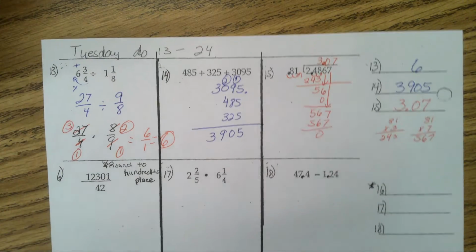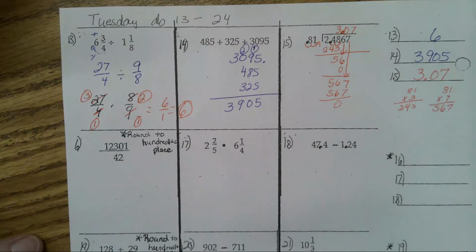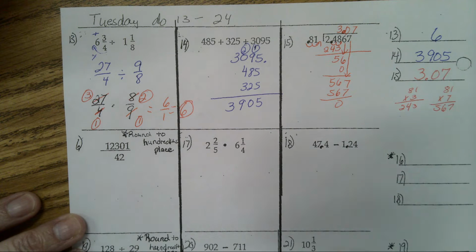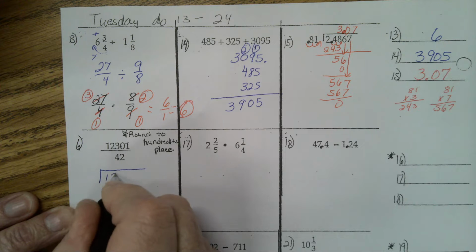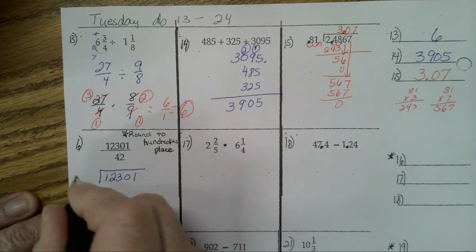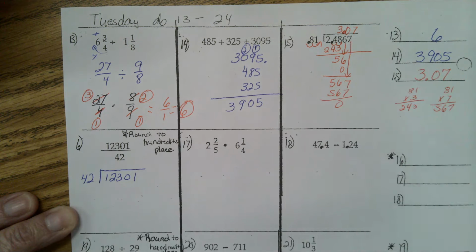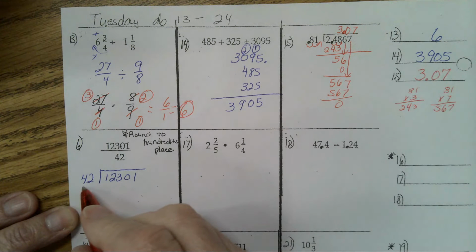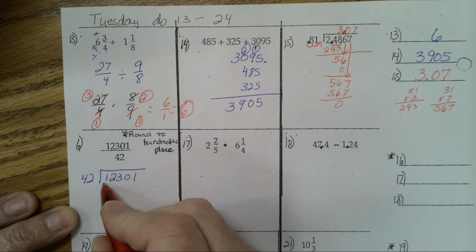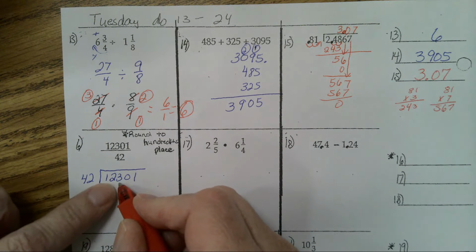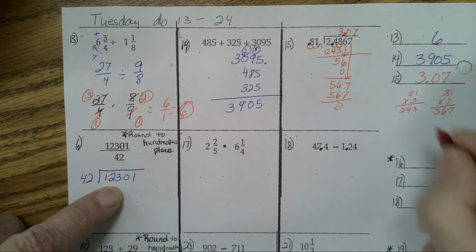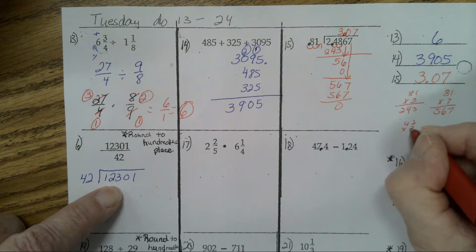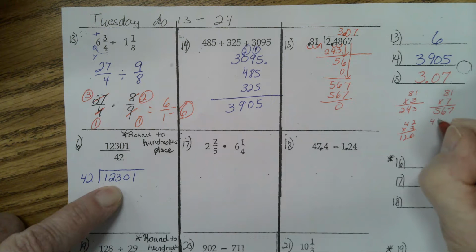Now in number 6, it says round to the hundredths place. When you have a problem like this, the top number goes in the division box. The denominator or the bottom number goes outside. How many 42s are in a 1, none, and a 12, none, and 123. Well, is it 3? 42 times 3, 126. It's too big, so it has to be 2.